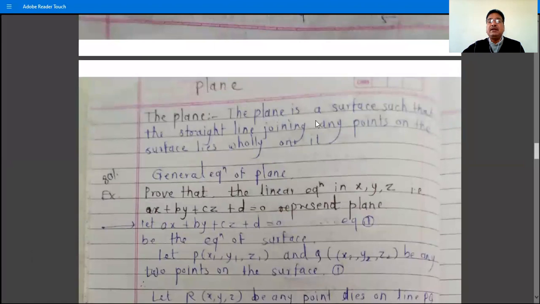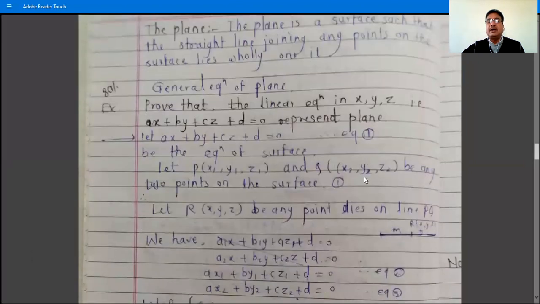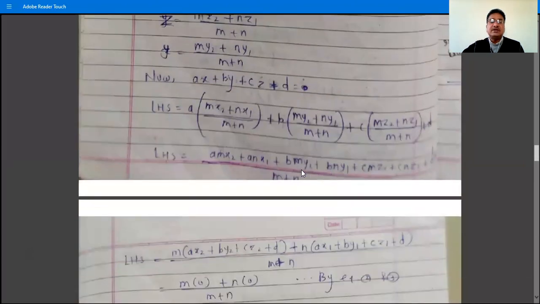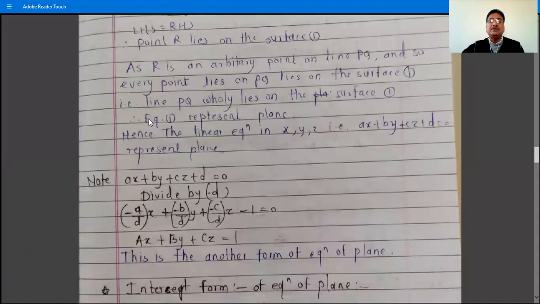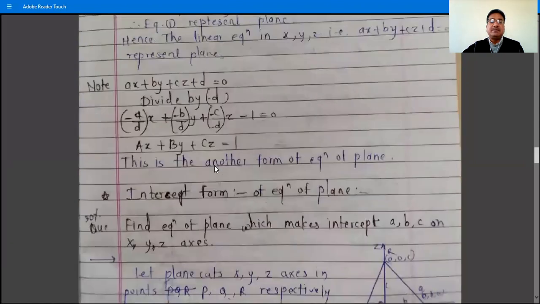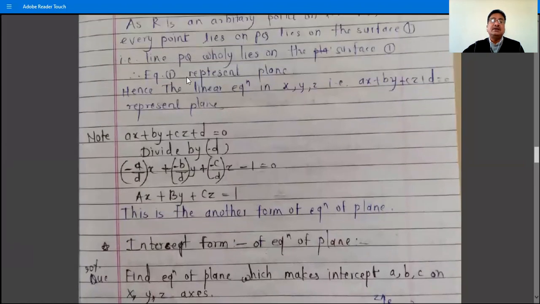That is, if P and Q are any two points on the surface, and the line joining these two points P and Q wholly lies on the surface 1, then equation 1 represents a plane. Hence a linear equation in x, y, z, that is ax + by + cz + d = 0, represents a plane. So as far as the exam is concerned, this general form of the equation of a plane is important.